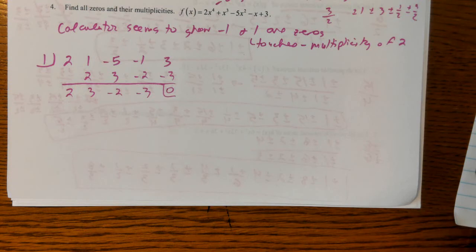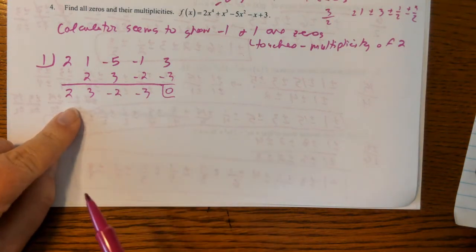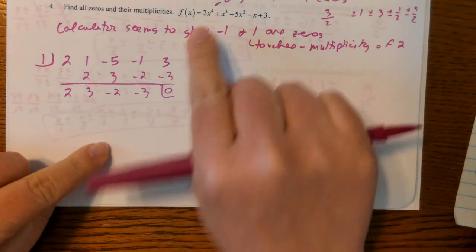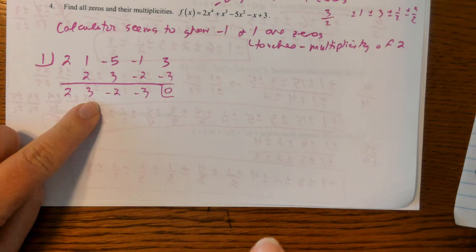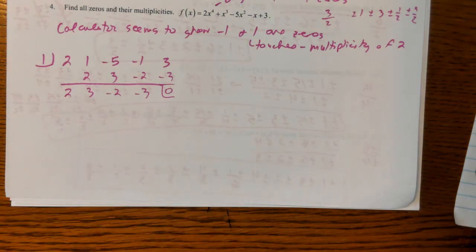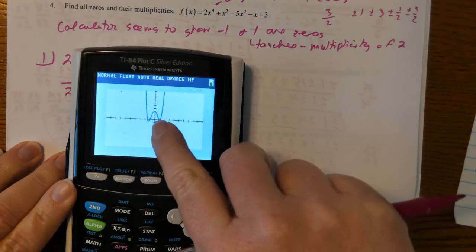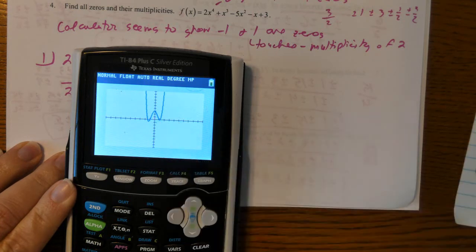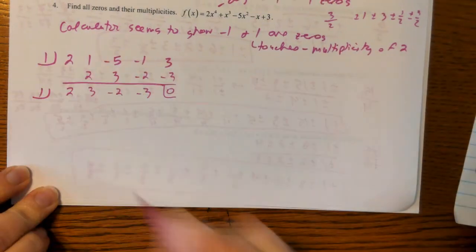Okay? Now, these are my coefficients in my depressed polynomial. I had an x to the 4th, so if I wrote this out, I'd have 2x to the 3rd plus 3x squared and so on. But rather than write that whole thing out, I'm going to continue my synthetic division with the next number. Now, I was pretty sure that this graph touches at 1 and then goes back the way it came. So that means it could be a double root, a multiplicity of 2. So I'm going to try 1 again.